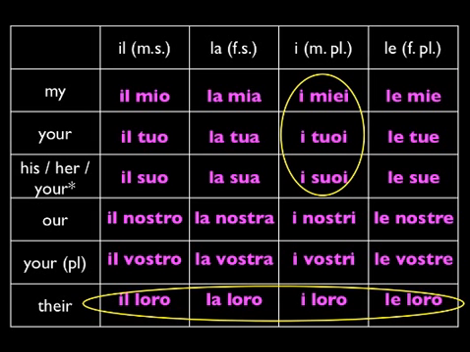Okay, if you were just chopping off the O like you do with the adjectives and adding on the typical masculine plural ending of I, it would be i mii. You would expect your to be i tui, and his or her, yours, to be i sui, but in fact they're not. So practice those to yourself. I miei, i tuoi, i suoi. They take a little bit of getting used to.